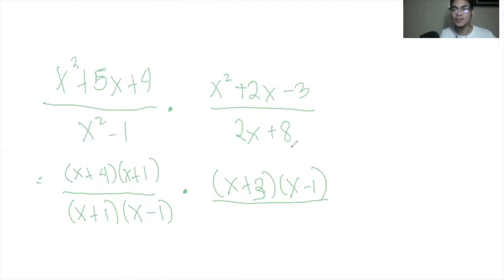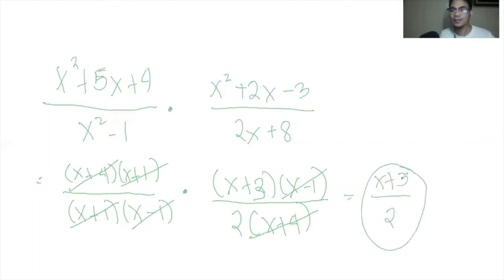This one, we can factor this using common factor. We factor out 2, then that x plus 4. Then we can now cancel factors. X plus 4 and x plus 4 can be cancelled out here. X plus 1 and x plus 1 also. X minus 1 here. Okay? Left with x plus 3 as our numerator and 2 as our denominator. This is now our final answer.